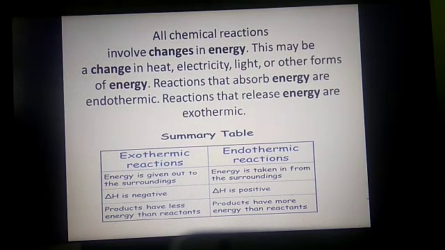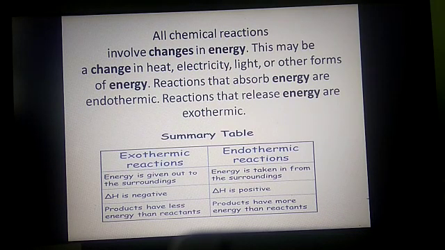And endothermic: a chemical reaction which proceeds with absorption of heat energy is called an endothermic reaction. An endothermic reaction cannot be sustained without the supply of external energy. That means without supplying external energy, the endothermic reaction will not take place. It is denoted with delta H positive. So the products have more energy than the reactants.